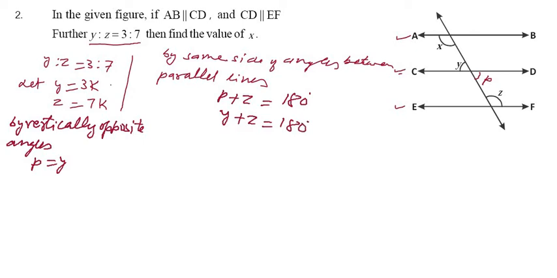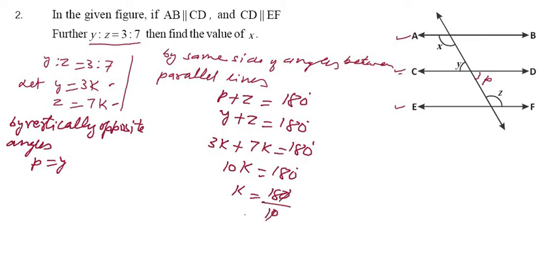Now put the value of y and z also. Y is 3k and z is given as 7k, which will be equal to 180 degrees. It is 10k, equal to 180 degrees. So k will be equal to 180 divided by 10. So 0 will be cancelled with 0, so k will be equal to 18 degrees.